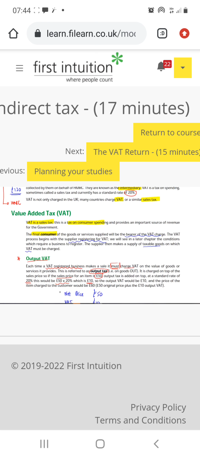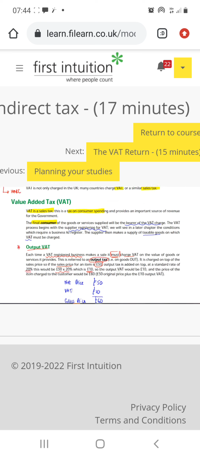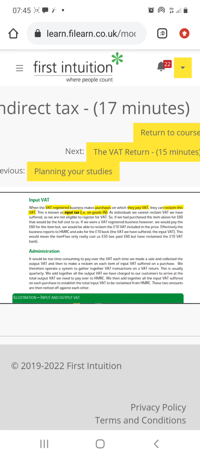So when we buy our chair for £100 and VAT gets added on and we pay £120, that to us is the price of the chair. There's no further conversation. However, if our VAT registered business was to buy a chair for use in the office, perhaps, they would be able to reclaim that £20 of VAT. So as individuals, we cannot reclaim the VAT. We would suffer the full cost. However, if we were a VAT registered business, then we could reclaim the VAT.